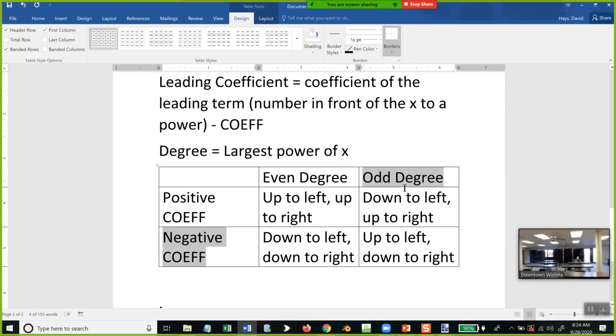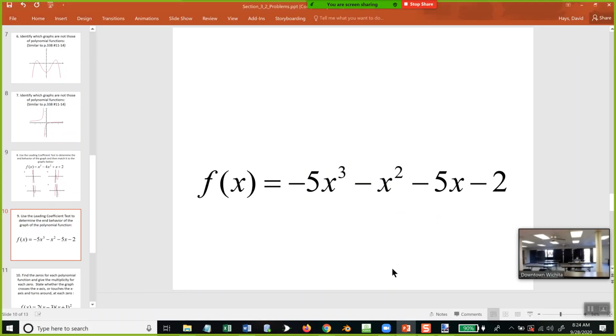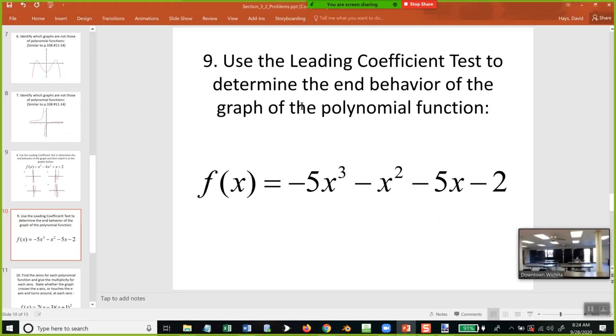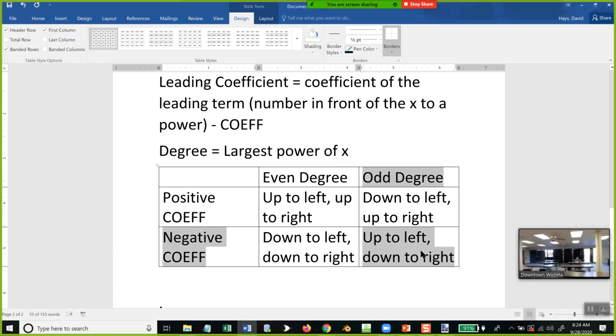So we've got an odd degree. And I'll look at the intersection of these, and that tells me my answer, because all they're asking for is to use the leading coefficient test to determine the end behavior. Our answer is up to the left, down to the right.